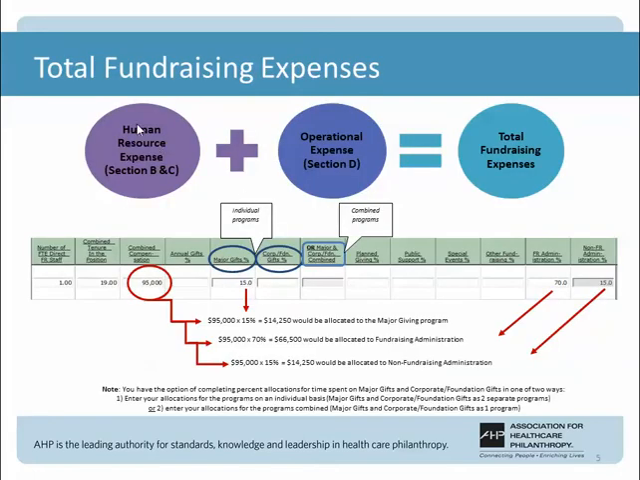All three metrics rely on the total fundraising expense value. That is calculated by taking your human resource expenses as reported in section B and C and adding it to your total operational expenses as reported in section D.